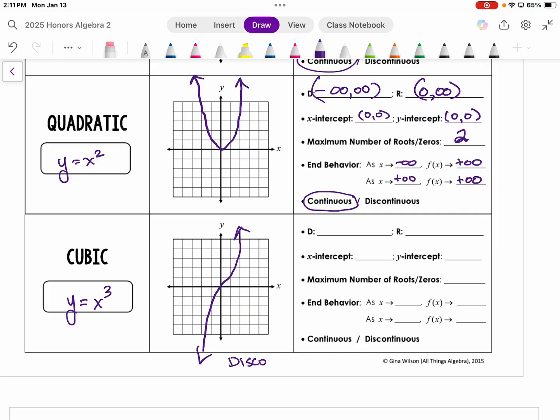So, all right, what's my domain? Still don't see a square root symbol or a fraction, so negative infinity to positive infinity. Now, what could I say about the range? Is there an absolute bottom like the previous two had? No. This one has an arrow pointing all the way to the ground and one pointing to the sky. So this one, we would say my range is negative infinity to positive infinity.